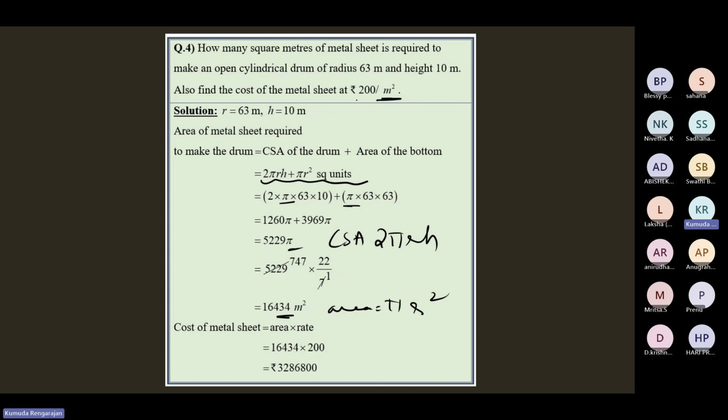Per meter square, 200 rupees. 1 meter square, 200 rupees. 2 meter square, 400 rupees. 3 meter square, 600 rupees. So for 16,434 meters square, how much will it be? It will be 16,434 into 200. Per meter square it is 200 rupees, so for so many meters square, it will be into 200.